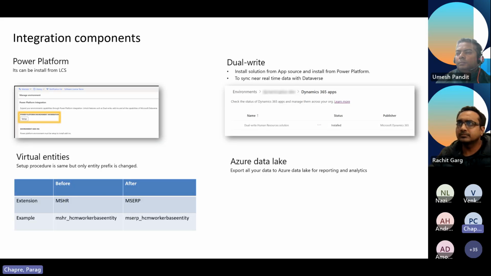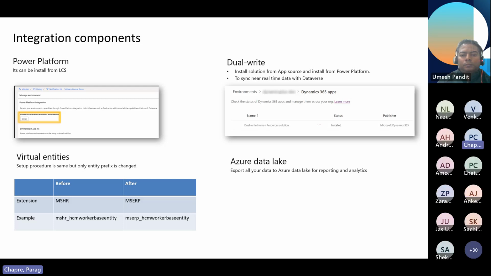Integrations, as you know, in the HR application, we have the Dataverse integration configuration in the application. That means it will sync the data to Dataverse directly. But with Finance and Operations HR, we first have to configure the Power Platform, we have to configure the virtual entities, and we have to configure the dual write. With the dual write, we can sync the data from FinOps HR to Dataverse. So we can use entities like worker, employment, jobs, compensation, positions.